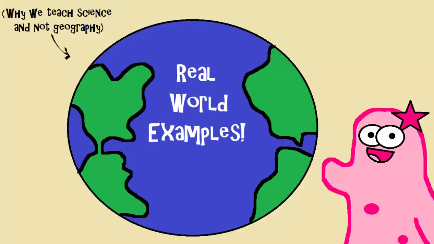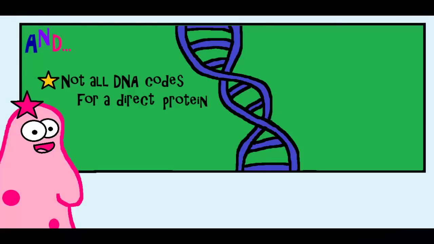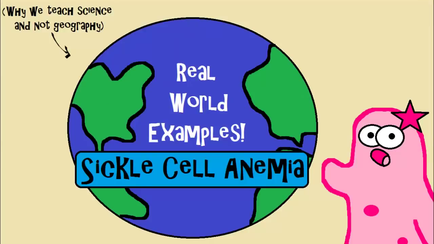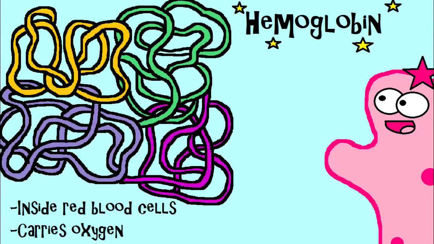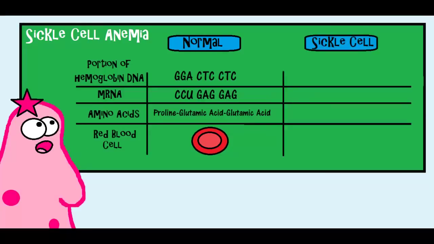And let's talk about some real-life examples now of mutations. Remember, we said that a lot of times mutations can have a neutral effect. Not all of your DNA codes for a direct protein. And other genes in your body can even influence whether those genes are going to be turned on or turned off. Let's talk about sickle cell anemia. First, a little background. Hemoglobin is a protein in your red blood cells that helps you carry oxygen. Well, in the disorder sickle cell anemia, the gene that codes for hemoglobin is mutated.